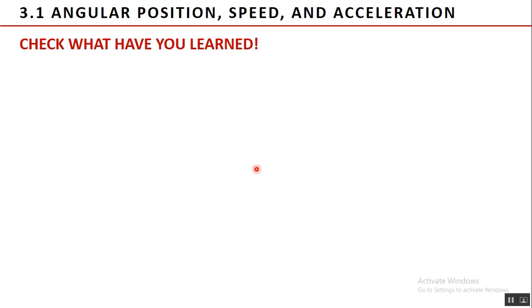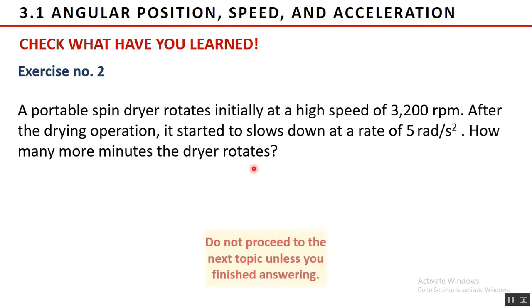Now it's your turn, let us check what you have learned. Exercise number 2. A portable spin dryer rotates initially at a high speed of 3,200 revolutions per minute. After the drying operation, it started to slow down at a rate of 5 radians per second squared. How many more minutes does the dryer rotate?